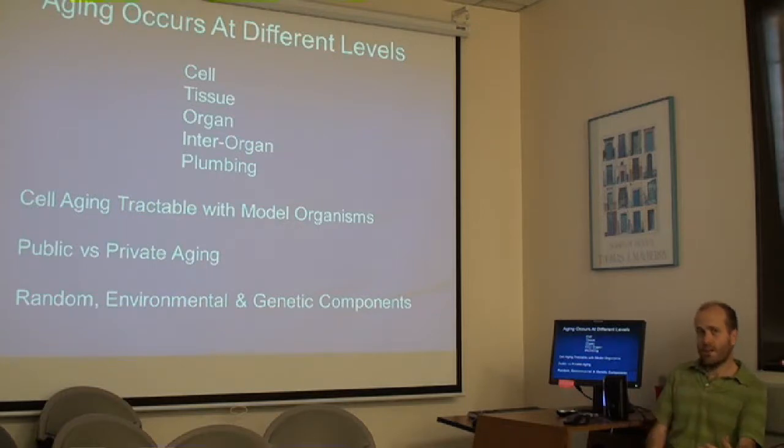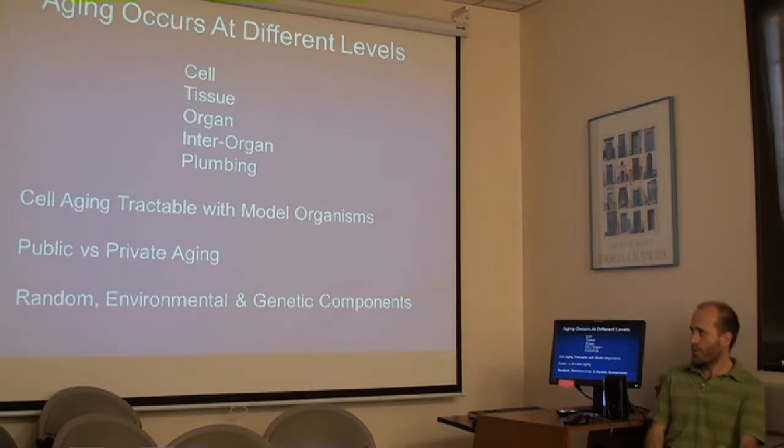So for me, I'm interested in cellular aging, and that's very tractable with a model organism such as C. elegans. It's also important to point out the difference between public mechanisms of aging versus private. So those mechanisms that are shared between species versus those that are peculiar, for example, to C. elegans. My lab works on mitochondria, which is a fairly public mechanism, the last I checked.